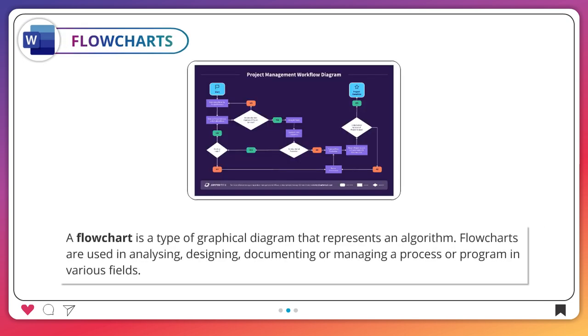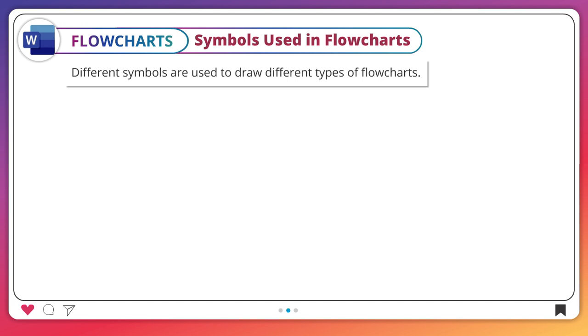Flowcharts. A flowchart is a type of graphical diagram that represents an algorithm. Flowcharts are used in analyzing, designing, documenting, or managing a process or program in various fields. Symbols used in flowcharts. Different symbols are used to draw different types of flowcharts.